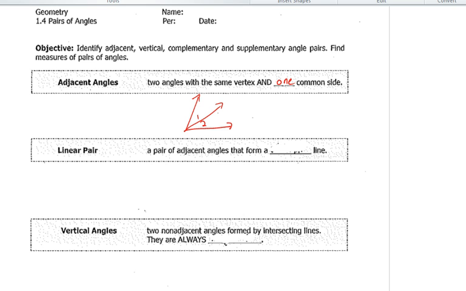A linear pair, look at the word line, is a pair of adjacent angles that actually form a line, or we would call it a straight line. Basically, they form a straight angle. We know that this would be 180 degrees. So 1 and 2 are a linear pair. So if you knew 1 was 100, you then know 2 is 80 degrees.